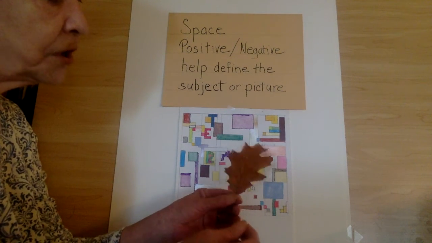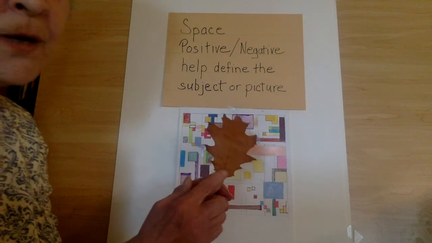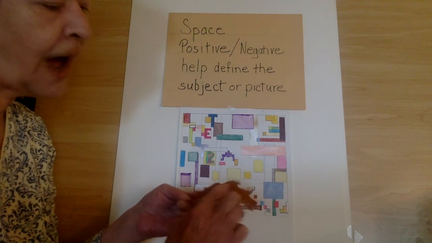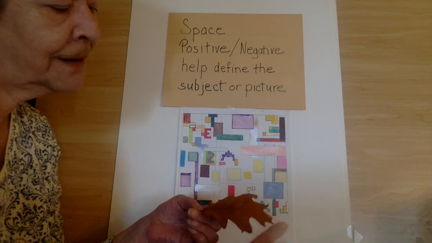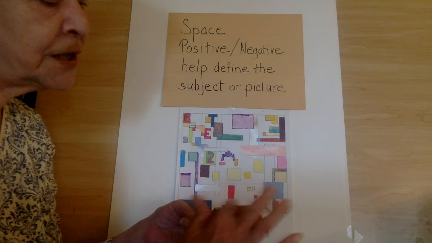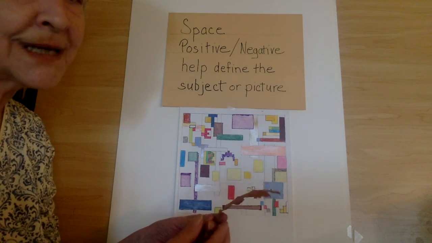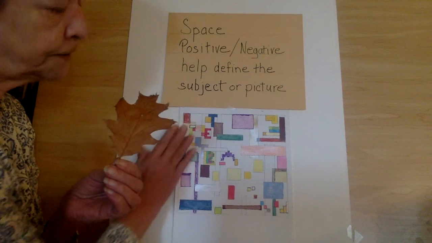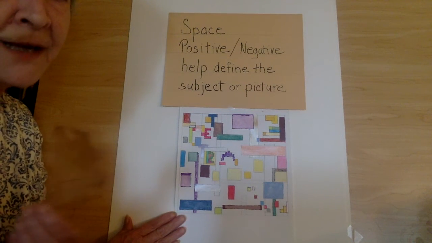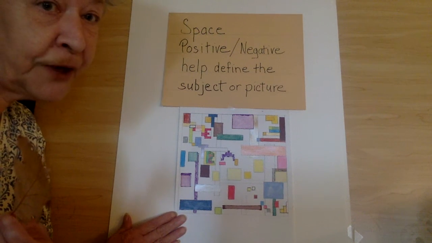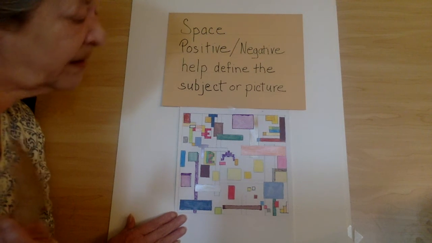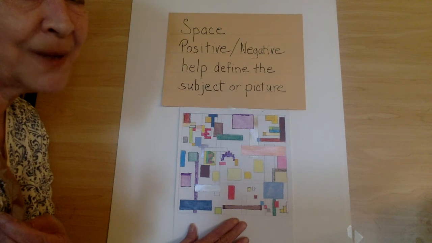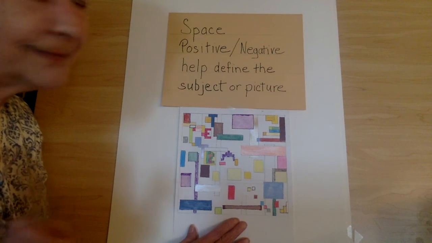I will eventually use this as a tool of art. I will paint the leaf. I'm not going to do it this lesson. I'll do it next lesson. This is just an example here of how negative and positive space can work for you, or not thinking about negative and positive space is going to mess you up.